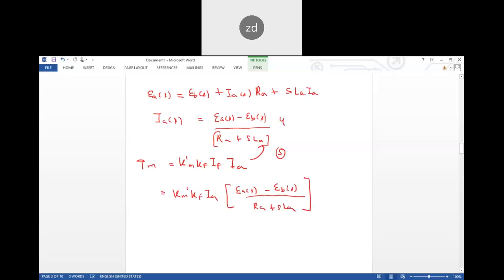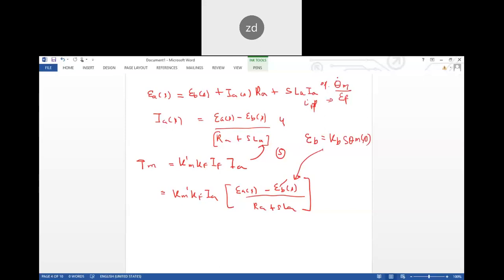Once we have arrived at this equation, the Eb equation, which we had calculated in the previous slide, was equal to Kb s theta m(s). So this value can be substituted here because we want the ratio in terms of theta m and Ef. Ef is the input, whereas this is the output, just like in the case of the motor. Once I substitute these values, I can rearrange these equations.